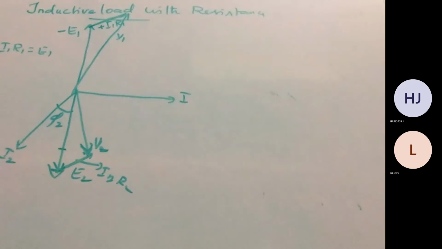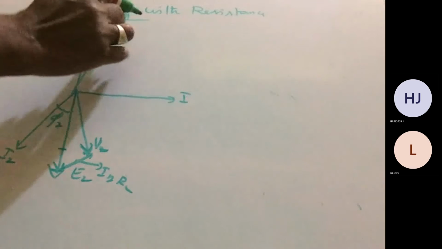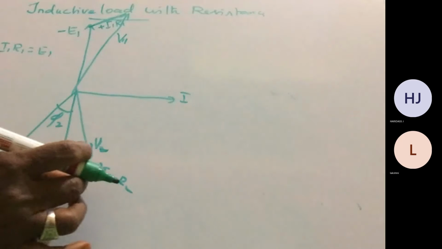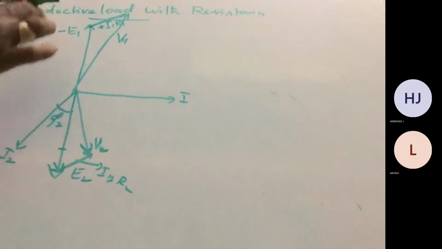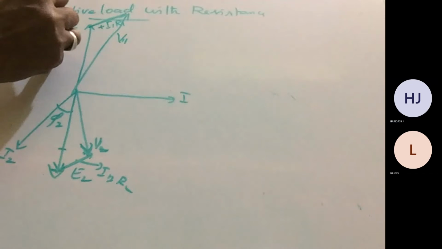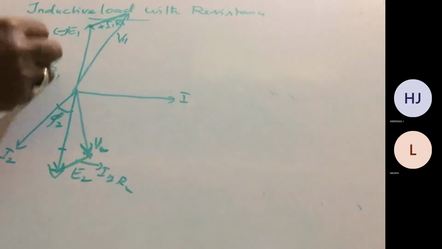What we are doing here is, as last time, E1 plus I1 R1 gives V1. Isn't it? Here also it is the same. If the magnitudes of E2 and E1 are the same, the magnitude of E1 will be opposite to that of E2, so we can represent it as minus E1. Or otherwise we can write V1 equals E1 plus I1 R1, which gives V1.